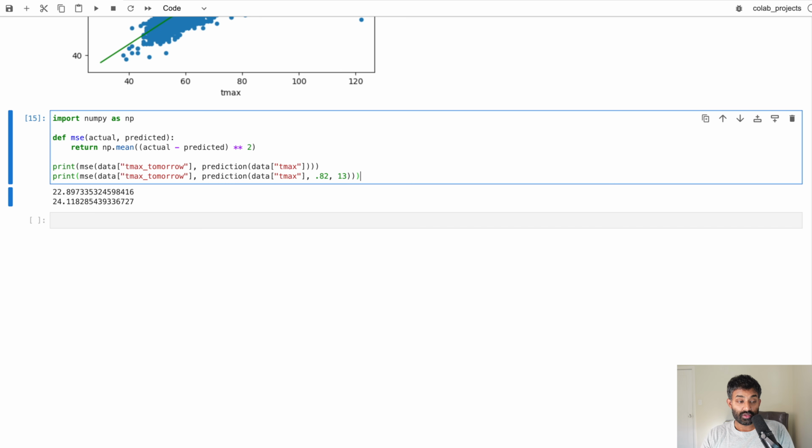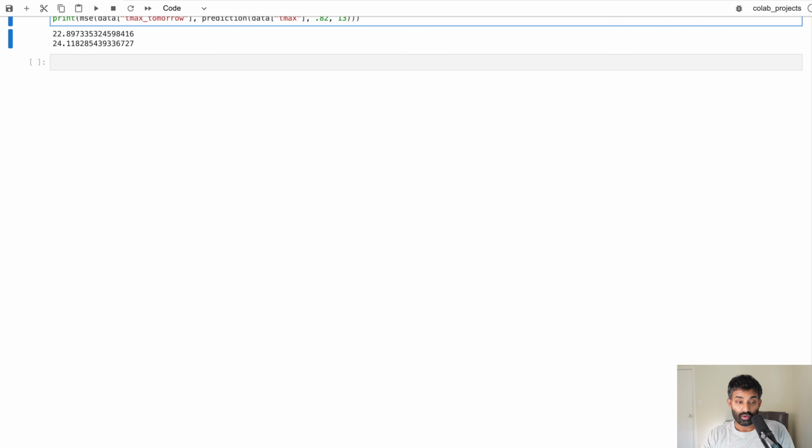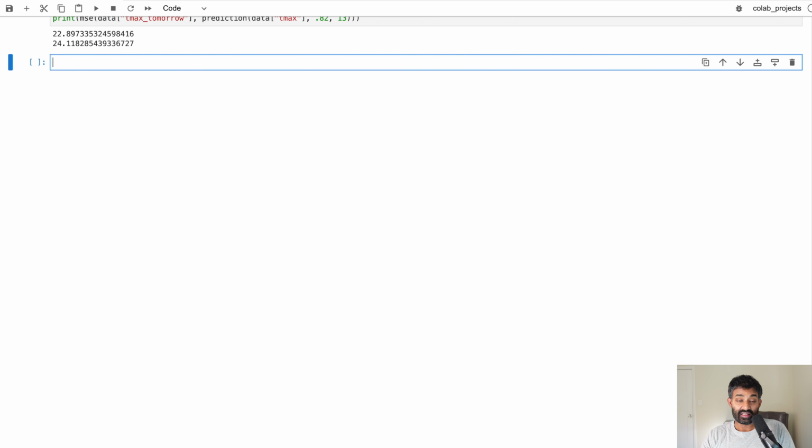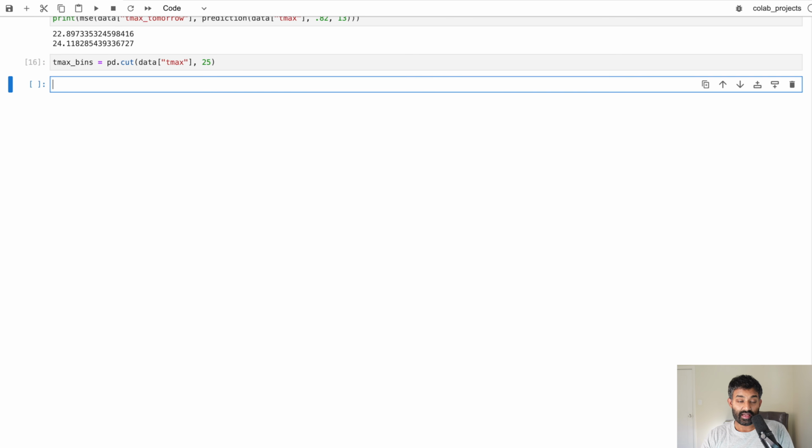All right. So there are a few things we're going to do to solve this and to really model the non-linear component of the relationship between Tmax tomorrow and Tmax. So first, let's take a look at what this non-linear component looks like. All right, so what we're going to do is we're going to cut our Tmax up into bins. So what pandas.cut does is it makes equal width bins out of our temperature range.